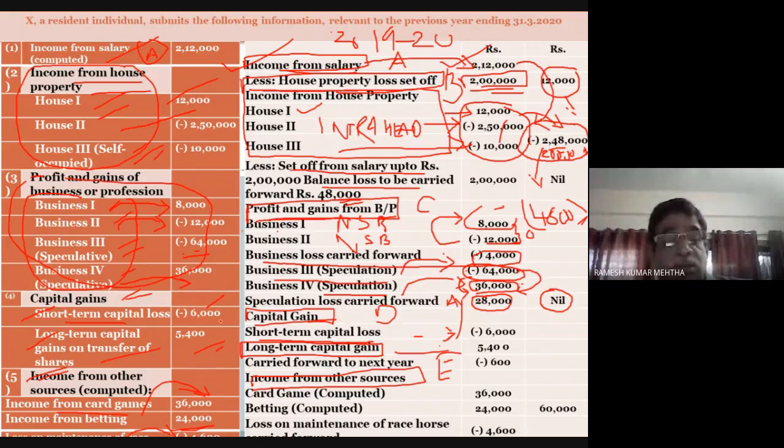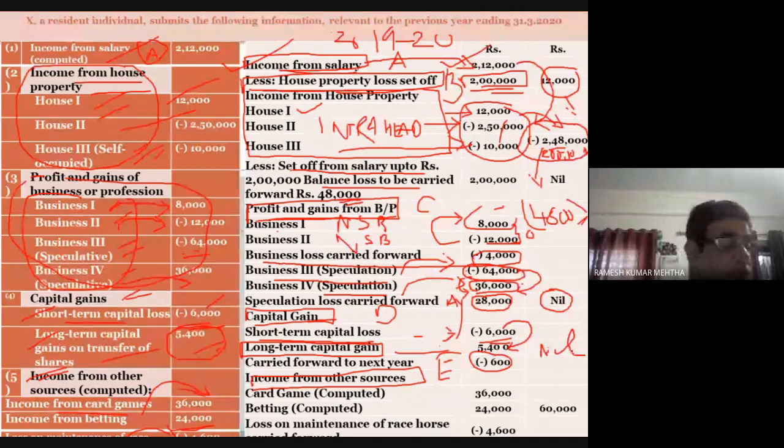Hope you have understood this. So this loss of 6,000 can be set off against 5,400. So I have set off 6,000 against 5,400 profit, but it is not possible to set off the full amount. So the remaining amount which could not be set off can be carried forward for 8 assessment years. So long-term capital gain is nil, and short-term capital gain also is nil income. Up to this stage, I think you have understood.